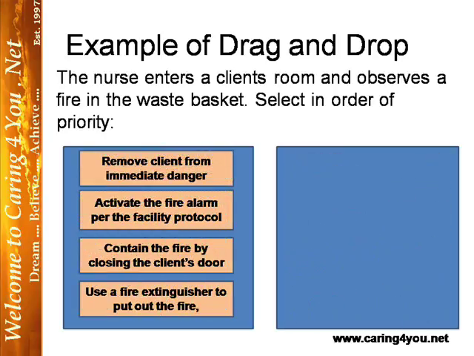And in this slide, you see that we put everything in correct order. Remove the client from immediate danger, number 1. Number 2, activate the fire alarm per the facility protocol. Number 3, contain the fire by closing the client's door. And number 4, use a fire extinguisher to put the fire out. So basically this was a relatively easy one, and I think it's important.